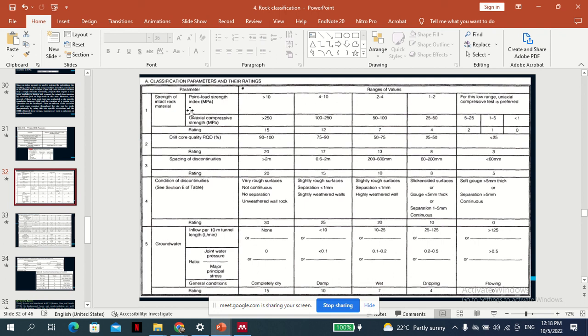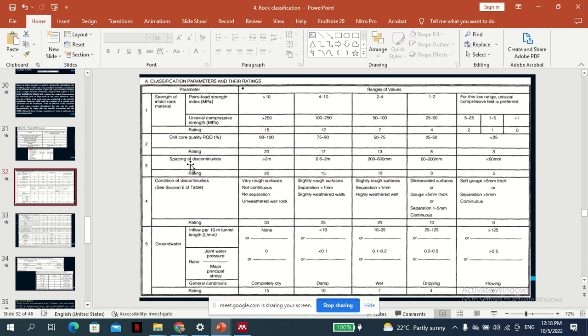So for the uniaxial compressive strength, these are the strengths. Under what condition do you give 15? When the strength is very good. When the strength is in this range, you give 12. In this range, you give 7. In this range, you give 4. And in these ranges you give 2, 1, 0, and so on. And then the RQD, when the percentage is 90 to 100, you give 20, then 75 and so on. So that's the matrix.